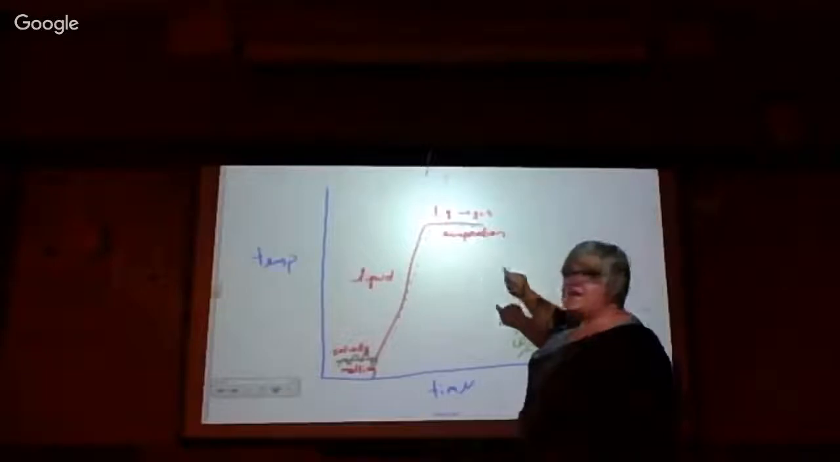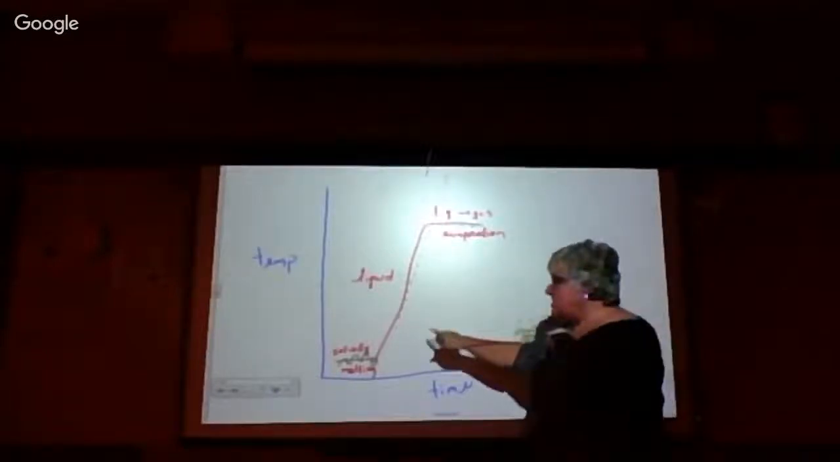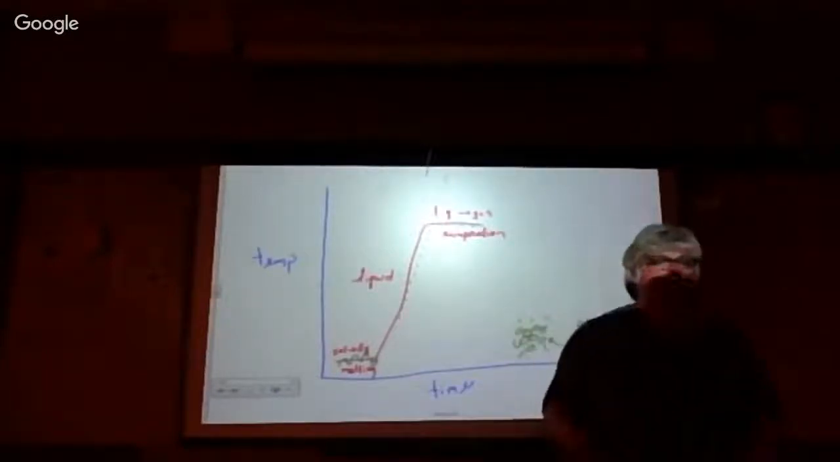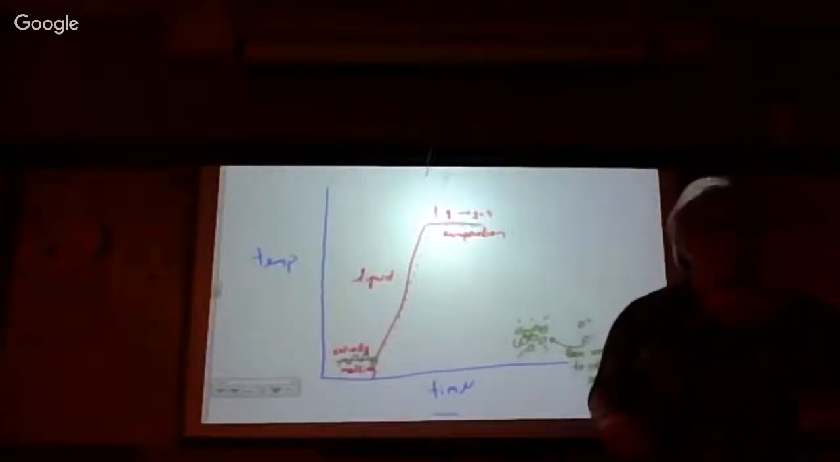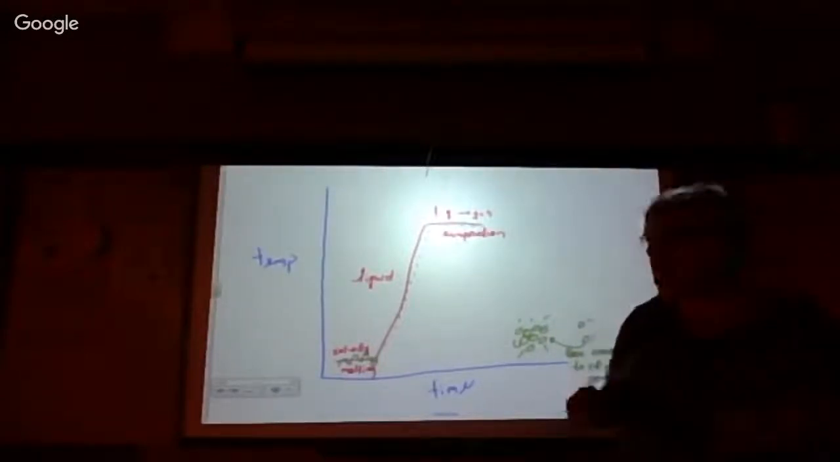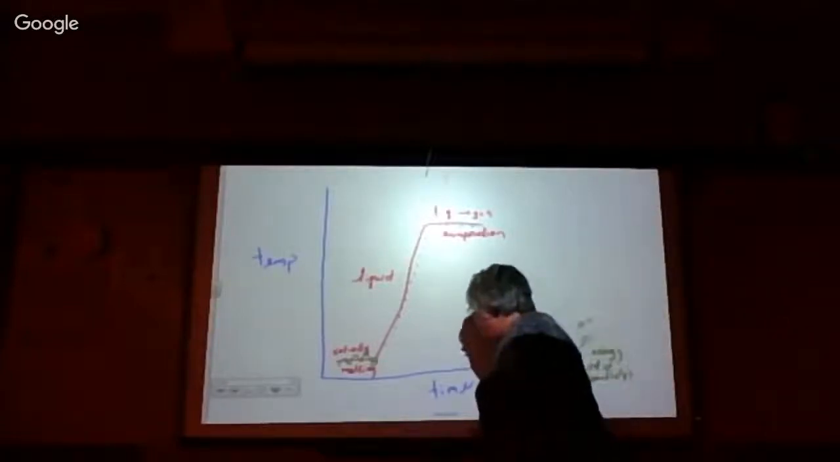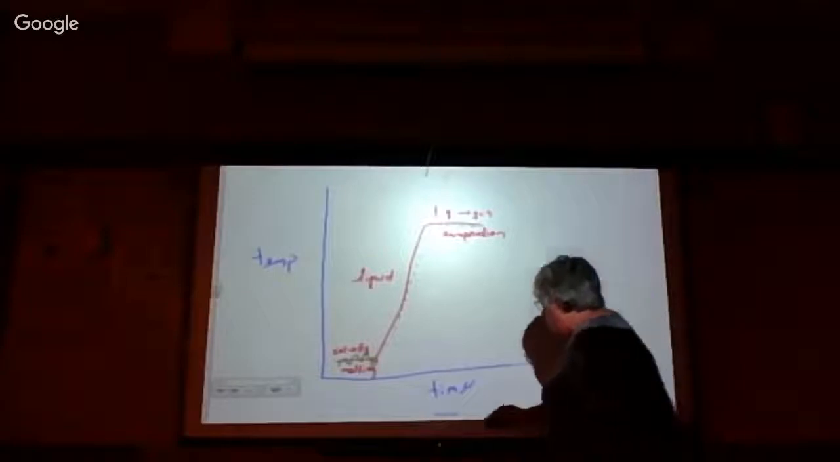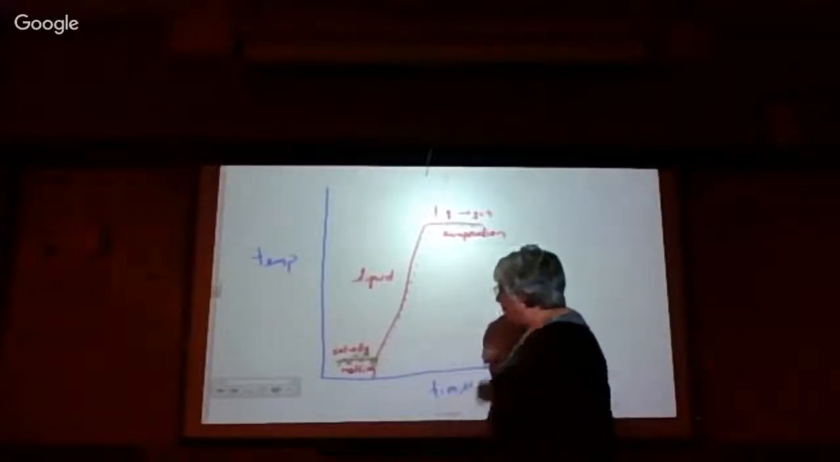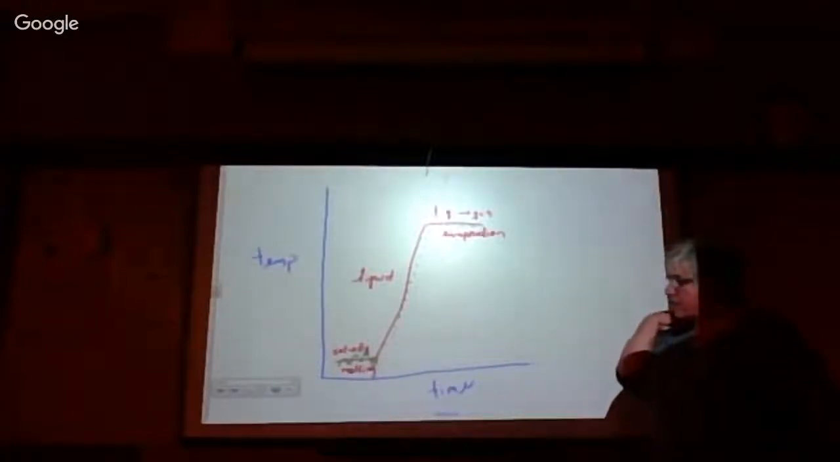But we don't see as much of temperature fluctuations as we do down in the melting phase, okay? Any questions with that at all? All right, so that's what takes place with this part of the graph. Now we're going to go to the calculations.